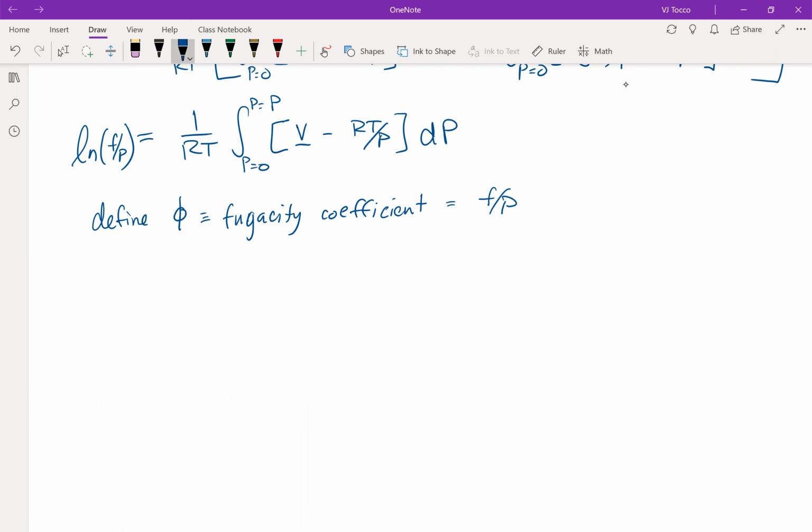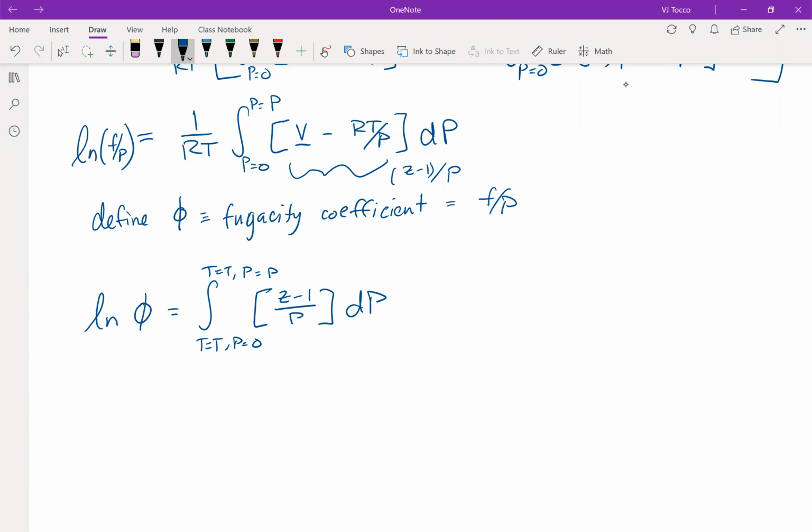And then we can also express all this stuff inside this integral in terms of the compressibility factor. So instead of v over RT minus 1 over p, we can simply say this is Z minus 1 divided by p. So the form that you may see in your book is ln of phi equal to the integral from T and p equal to 0 to T and p equal to p of (Z minus 1) all over p, dp.